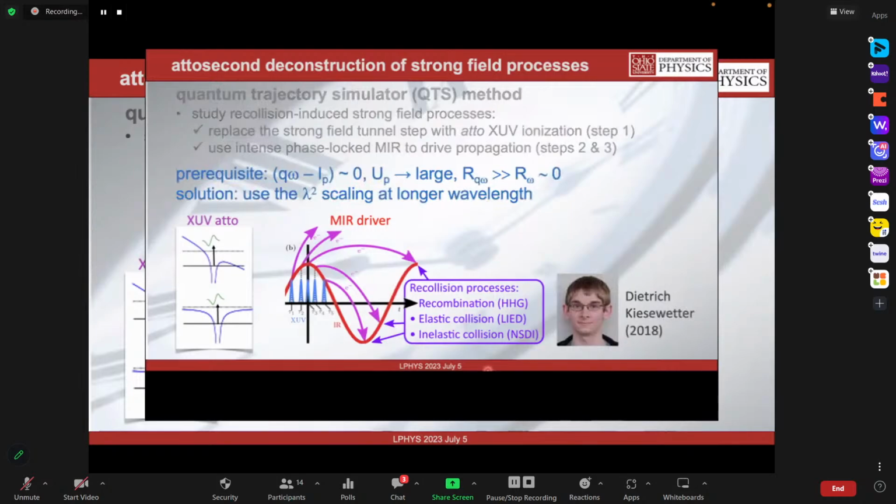And our solution then is not to do this at 800 nanometers, but to make use of the lambda squared scaling at longer wavelength, okay? So this will allow us to have large ponderomotive potentials, but keep the tunneling rate to a minimum such that our attosecond pulse train dominates the ionization.